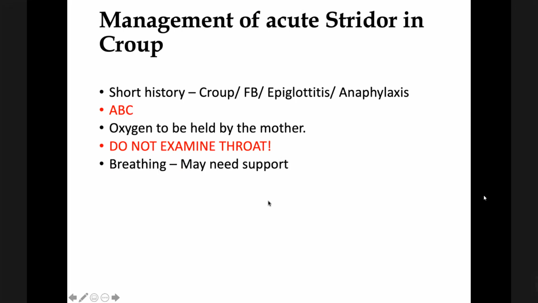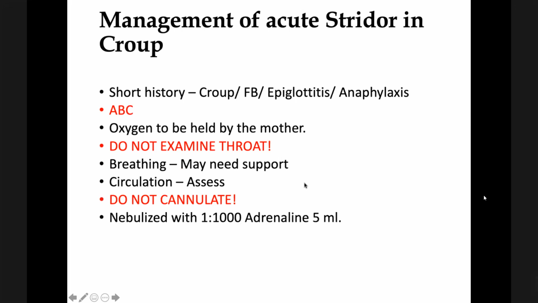Then the most important thing is steroids, right? So you don't even cannulate. As a temporary measure, just like in our anaphylaxis scenario, you can start adrenaline nebulizations. You break 5 vials and nebulize it with oxygen. That gives a temporary relief, right? But that is not a permanent thing. It can cause rebound. So you need to give steroids.